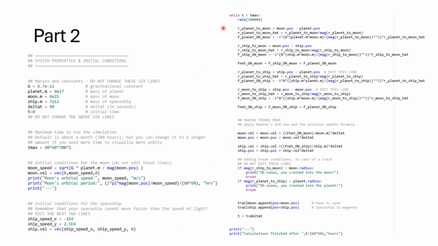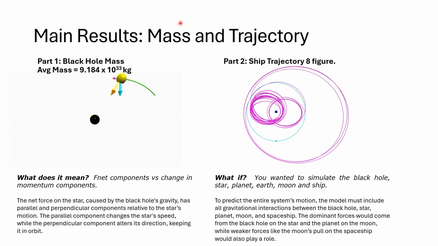So then you have this while loop where you update the force from the ship on the moon, the force of the moon on the ship, and then you update the velocity for both the moon and the ship and their positions. Right? The main results, as I said before, we got this average mass basically by doing what we did back here in the previous slides. In part 2, we got this figure-8 trajectory, since the moon is moving, but the star that you're orbiting does not.